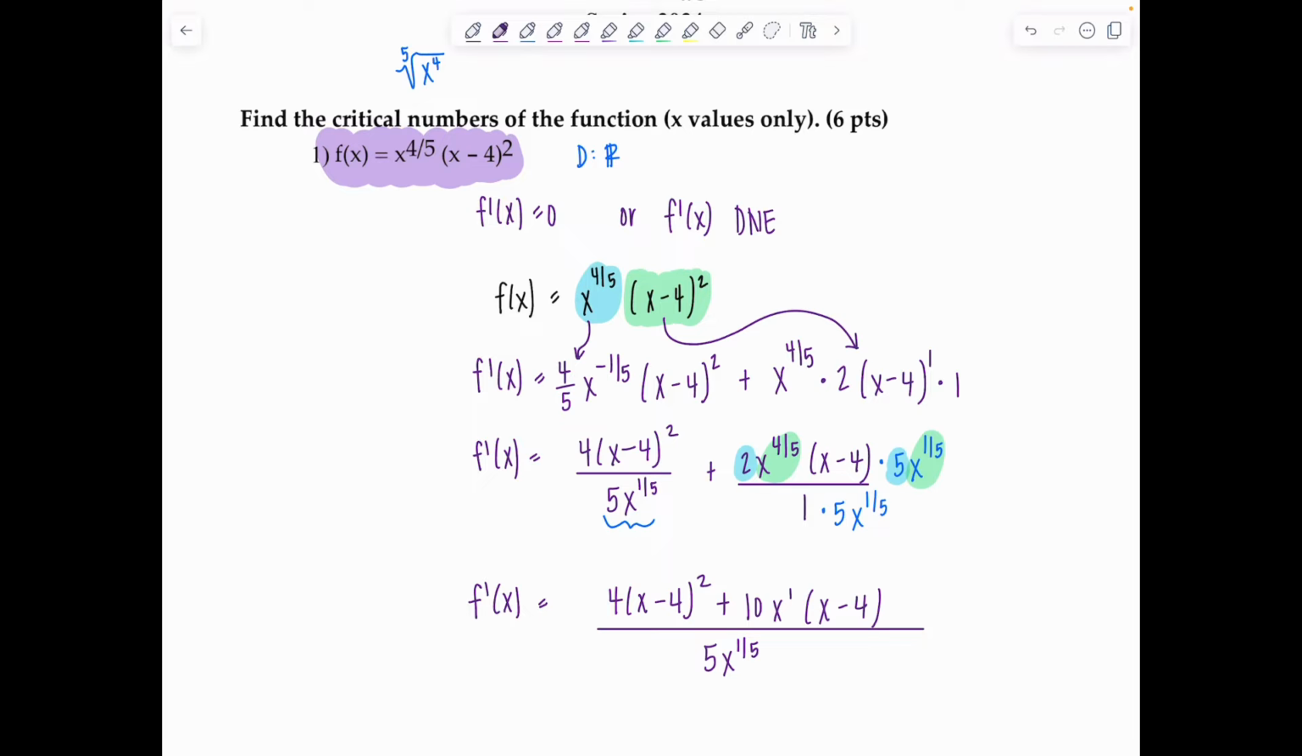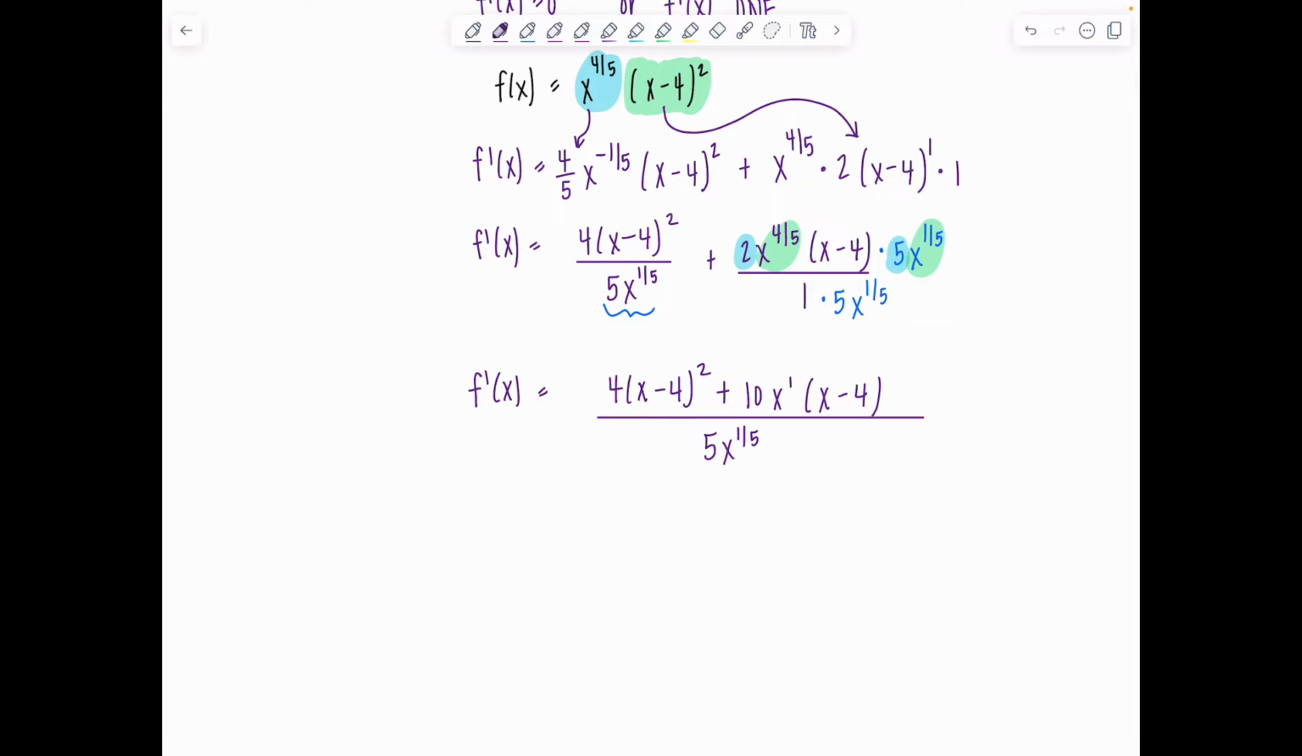Beautiful, huh? And then notice now's a really nice time. We can just factor out the GCF in the numerator. So I can take out an x minus 4, only one of them, okay? And then I can also take out a 2. So let's go for it.